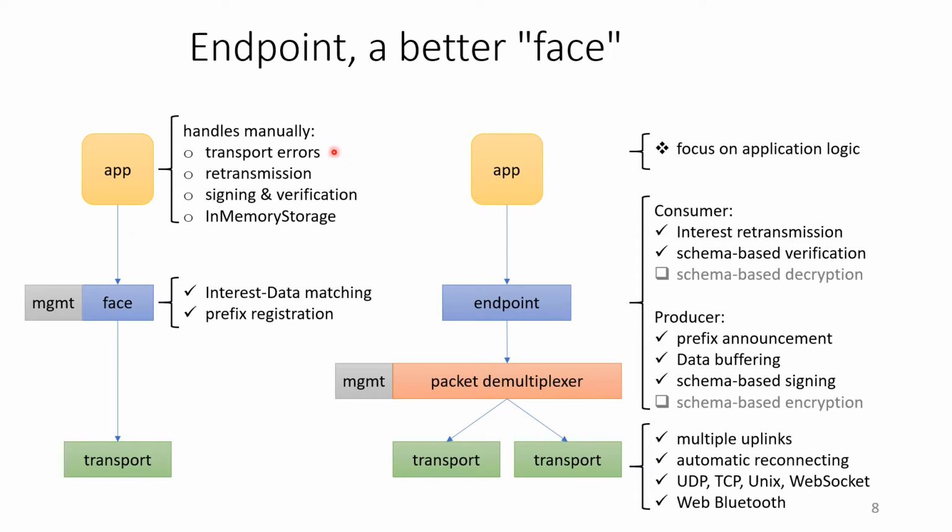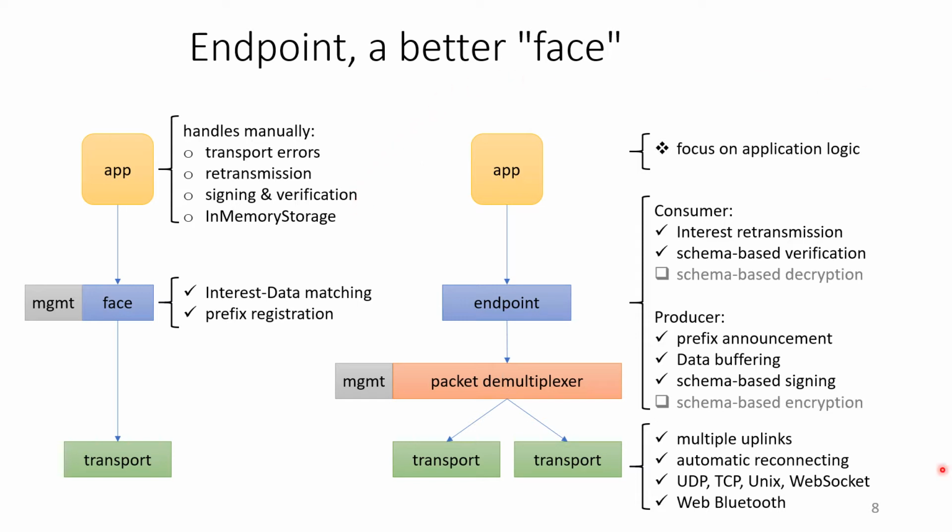But if the transport has some errors, if the interest times out, you need a retransmission. You need to sign the data or verify the data, or you need to use the in-memory storage. It's on your own. The application has to manually handle those.